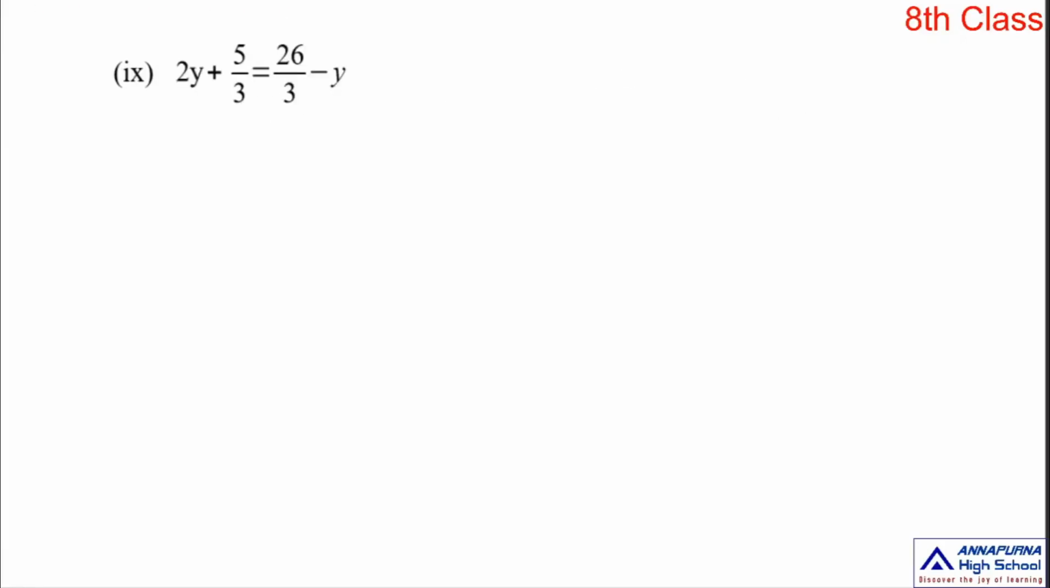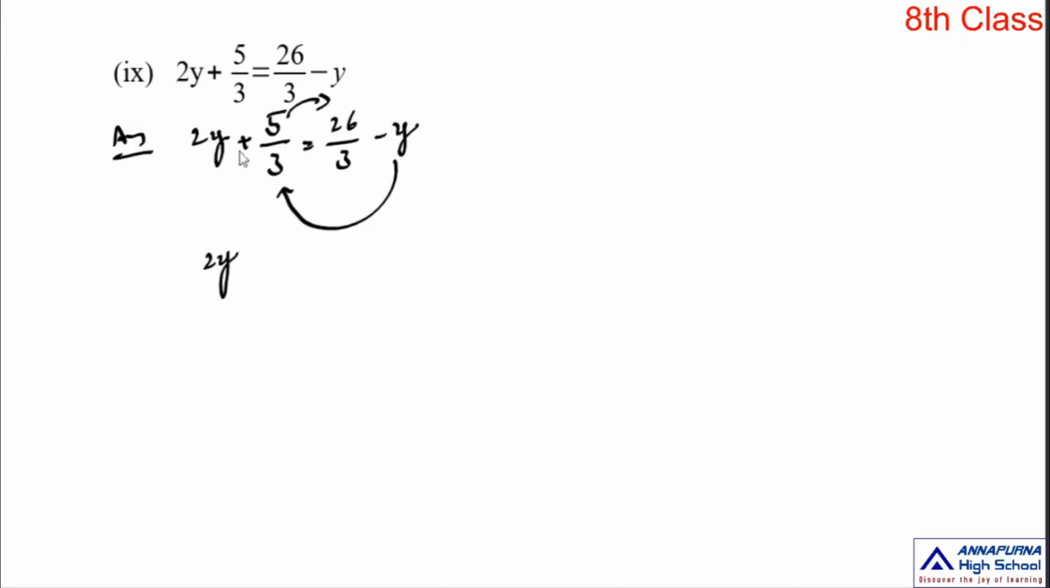And let's come to the ninth one. Okay, here the given equation is 2y plus 5 by 3 is equal to 26 by 3 minus y. Okay, so here there is no simplification in left side and right side, so transpose all variable terms to left side and our constant terms to right side. So minus y is transposed to left side, 5 by 3 is transposed to right side, so 2y minus y transposed to left side changes to plus y is equal to plus 5 by 3 transposed to right side changes to minus 5 by 3.